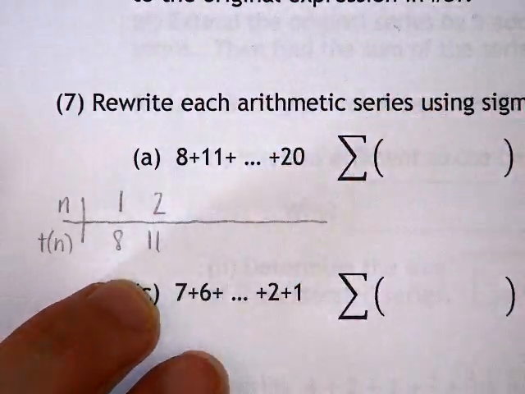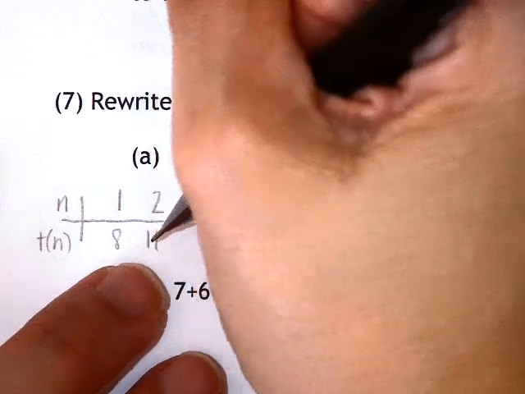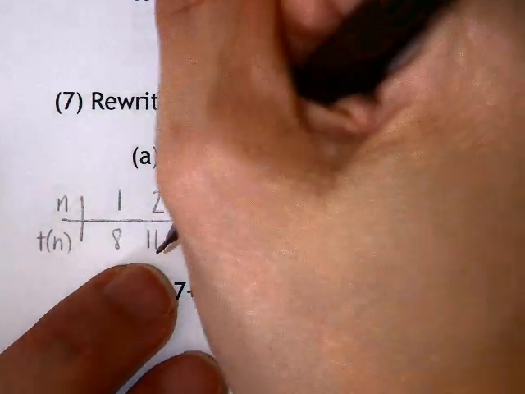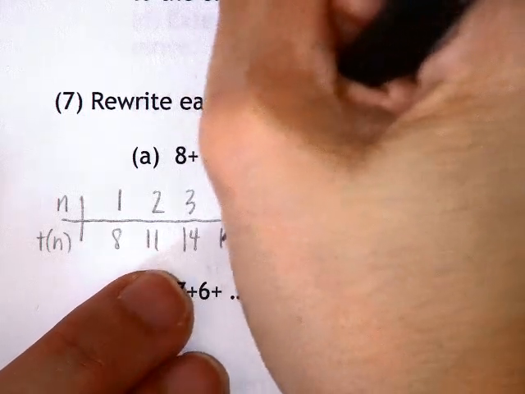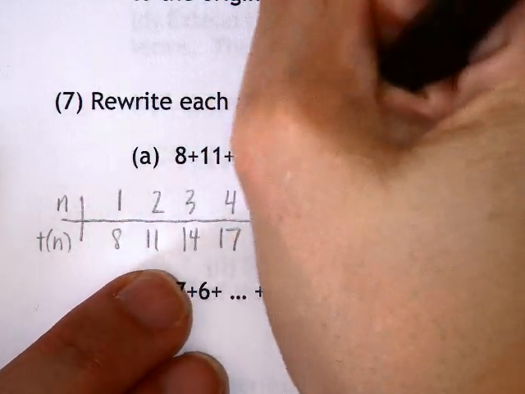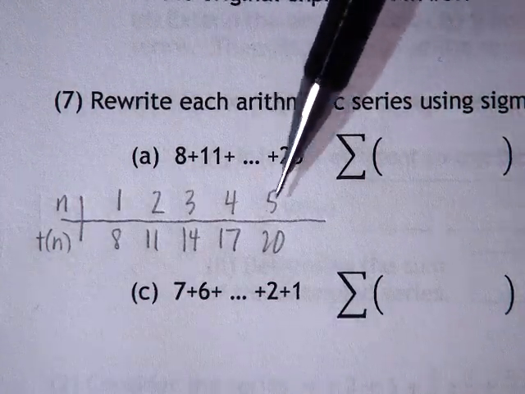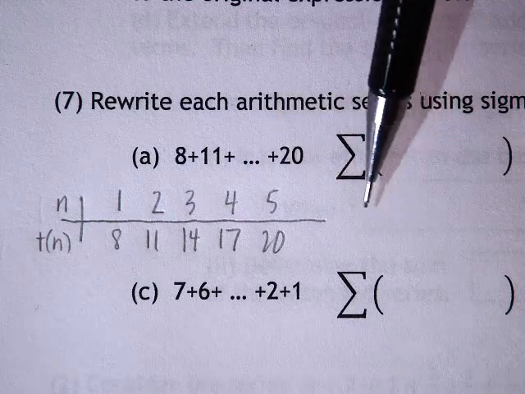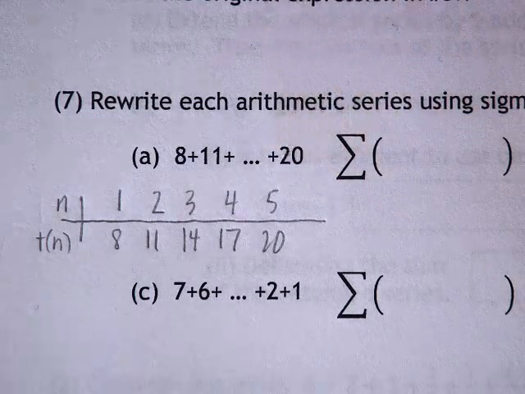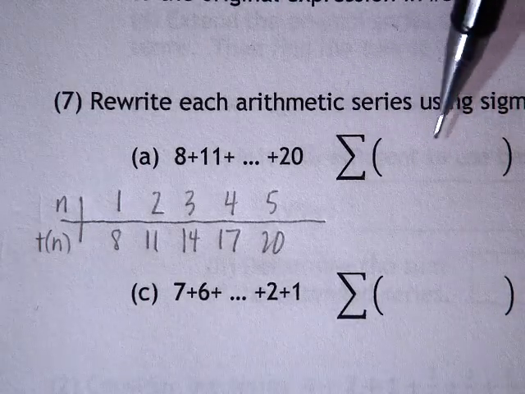So I'm just going to fill in the gaps because this looks like a pretty easy series to predict. 8 plus 3 is 11, so the adder must be 3. 11 plus 3 is 14, so the next term must be 3 more than that, that's 17, and the next term must be 3 more than that, that's 20. It wasn't super obvious from the question that there were supposed to be 5 terms in this thing, so that's why the table helped me flesh that out. It helped me visualize it. Now, let's think for a moment about what needs to go into this sigma expression.